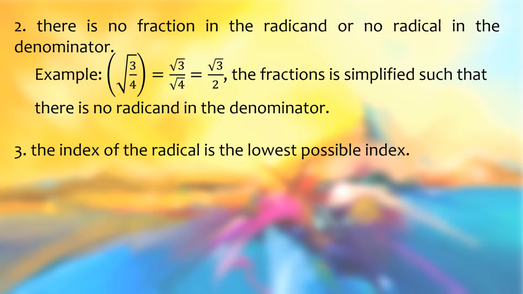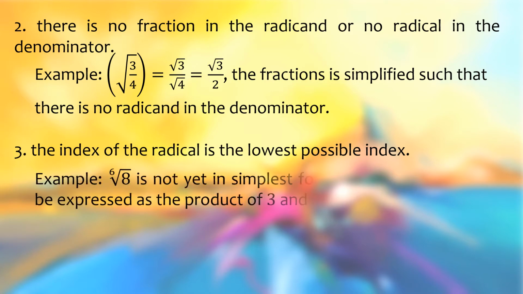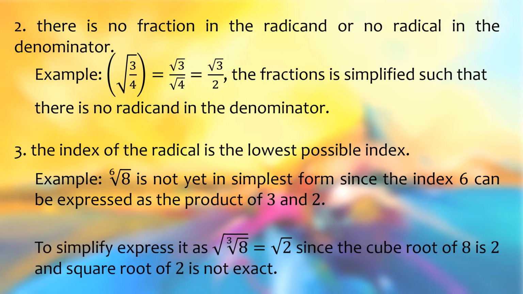Third, naka-simplest form na ang radicand if the index of the radical is the lowest possible index. Let's have the example. 6th root of 8 is not yet in simplest form since the index 6 can be expressed as the product of 3 and 2. So, to simplify, express it as square root of cube root of 8 equals square root of 2. Since the cube root of 8 is 2 and square root of 2 is not exact.